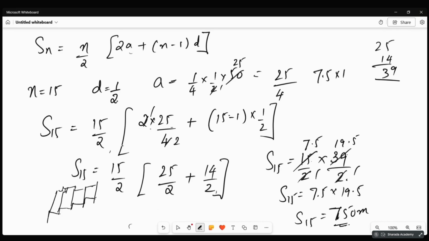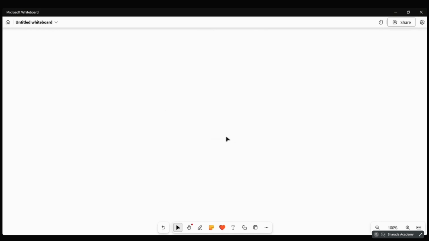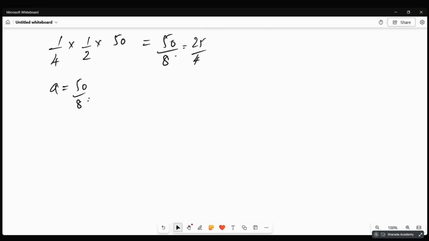Wait, this is 50. A is there. So this is written now. This is done, right? One minute, wait. So the first one was 1 by 4 into 1 by 2 into 50, right? So this is 50 by 8. That is the 25 by 4 we took. This is A. Okay, 50 by 8.